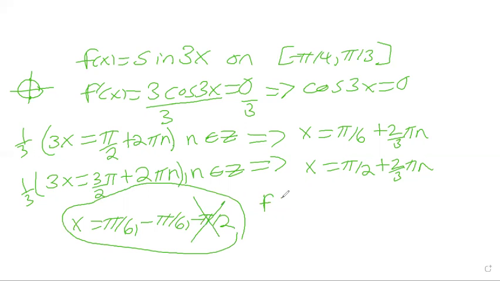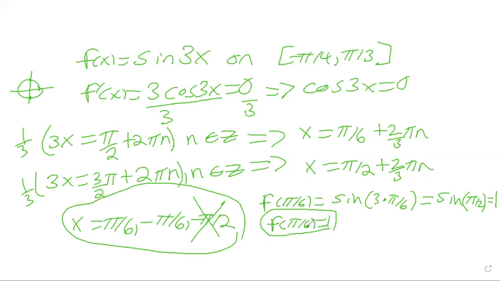So f of pi over 6, you plug it in for sine, 3 times pi over 6. That is just going to give you sine of pi over 2, which is equal to 1. So f of pi over 6 equals 1. And then we do negative pi over 6, which is just going to be the same thing, except now it's negative pi over 2. And sine of negative pi over 2 is going this way, which would be negative 1.